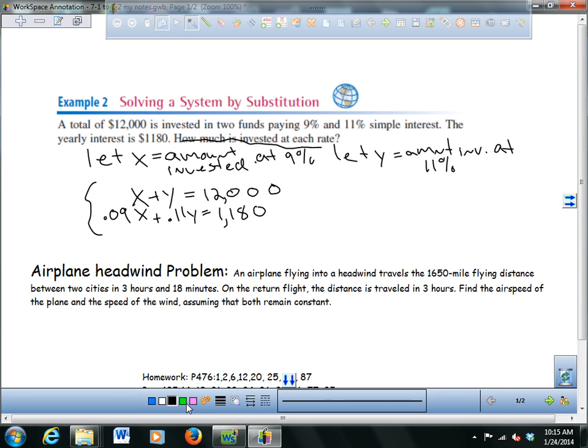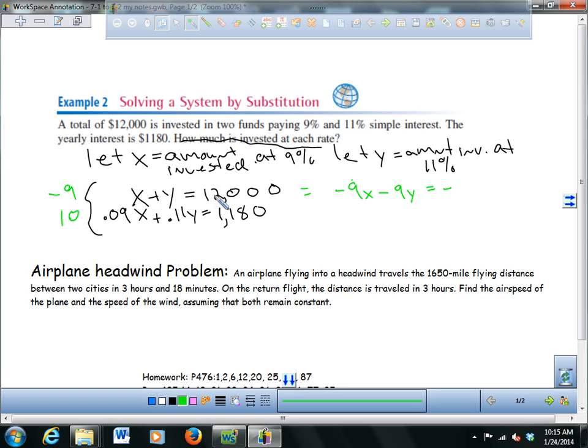Substitution would work too, but I already did it with elimination. So what should I multiply that bottom equation by? This is what I did. I multiplied that bottom equation by 100, and then I multiplied that top equation by -9. Why would you do that? Because then this top equation becomes -9x minus 9y equals minus 9 times that.